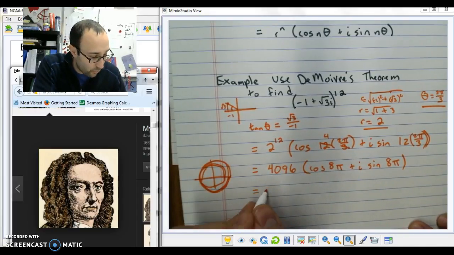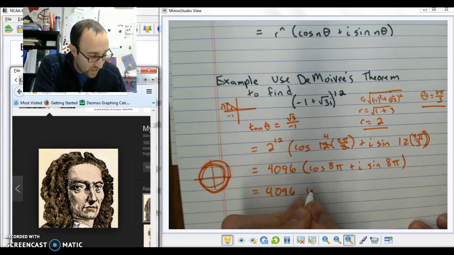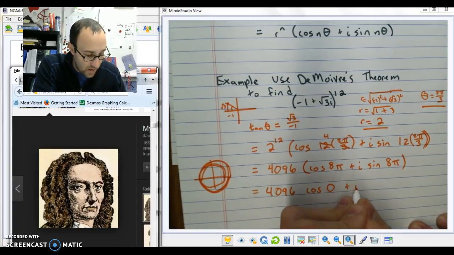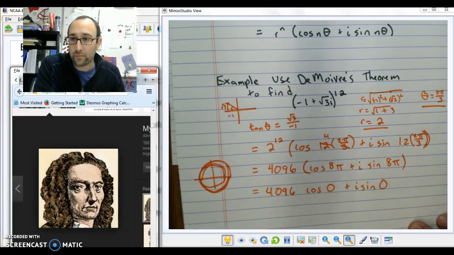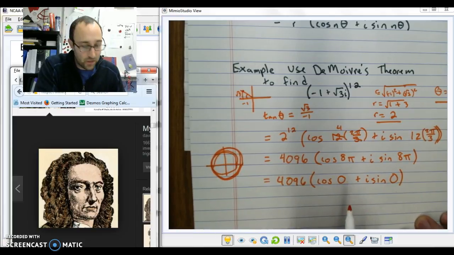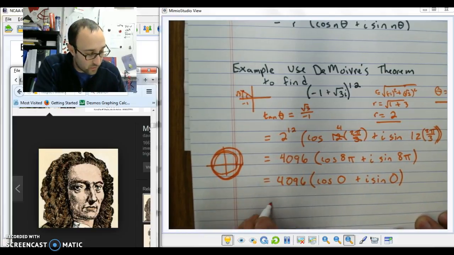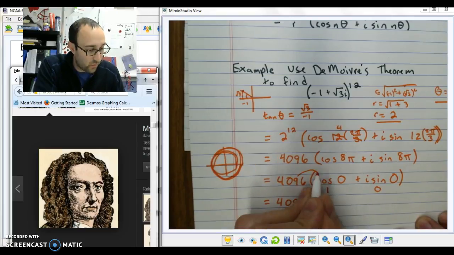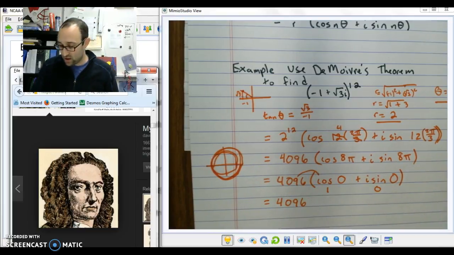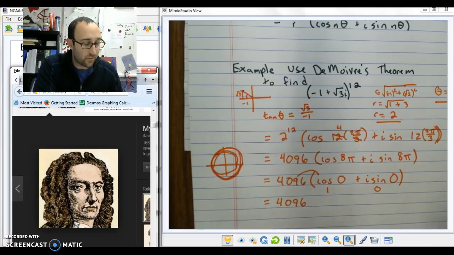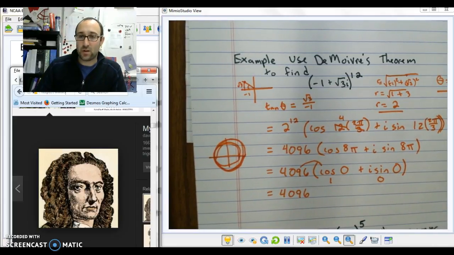So this is 4,096 times cosine 0 plus i sine 0, in parentheses. Cosine of 0 is 1 and sine of 0 is 0. So it's going to equal 4,096, because I multiply the 4,096 by 1 and 4,096 by 0, and I end up with just 4,096. If this ended up being a different number, you would just multiply the 4,096 in and get an answer. Way easier than multiplying it by itself 12 times or trying to do anything else.